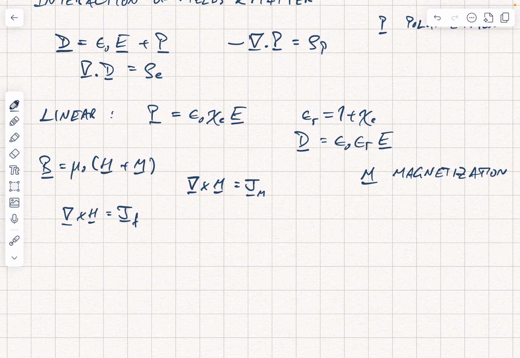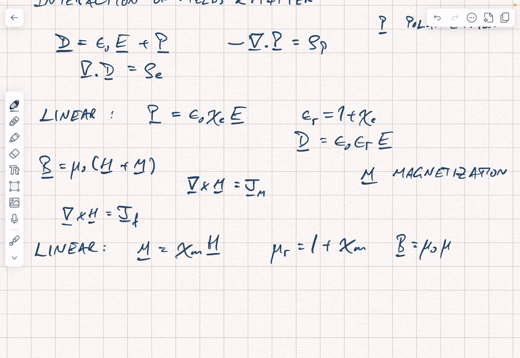We again can define, in a linear material, for a magnetic material, the linear field gives us the following. It tells us that M, the magnetization, is equal to chi M times H, and we define the relative permeability mu r is equal to 1 plus chi M, and so in a linear material we have B is equal to mu naught mu r H.